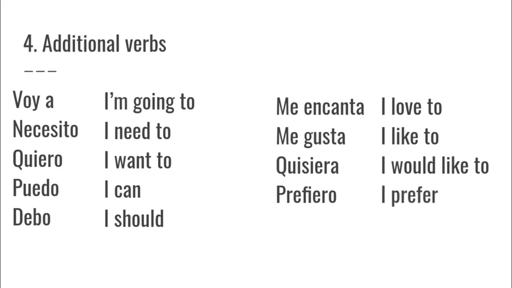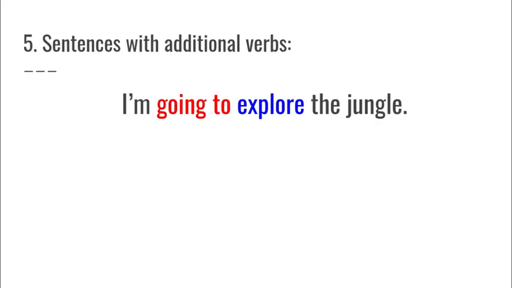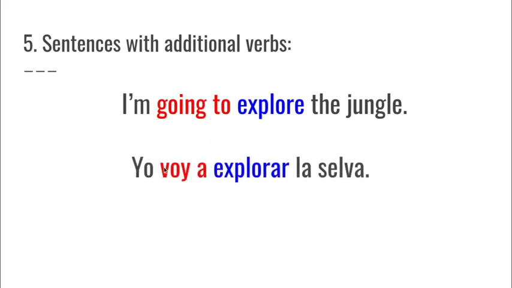Okay, so if we want to make sentences with these additional verbs, we have to remember a couple things. So, for example, if we wanted to say, I'm going to explore the jungle, we actually have two verbs in this sentence. And remember, we learned when two verbs go walking, the first one does the talking. So we're only going to conjugate this first verb. So we have yo voy a, that's all conjugated in the yo form. And then explorar, we leave in its infinitive form, its natural, neutral form that is going to end in either an AR, ER, or IR. Okay? Yo voy a explorar la selva.